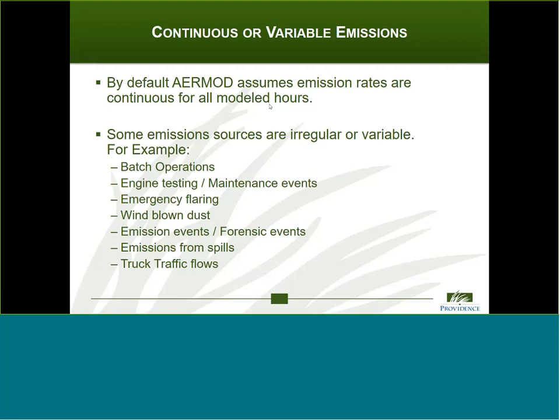Some examples of sources with irregular or variable emissions are anything that has a batch operation rather than something that's continuous. If you're doing engine testing or maintenance events, any kind of emergency event like emergency flaring. If you have piles of material and there's windblown dust that's associated with those piles, that's something that's not continuous. Any kind of emission event or a forensic emission event, something you're trying to recreate that happened in the past, emissions from spills, and also patterns of truck traffic through your site are things that aren't always continuous in nature.